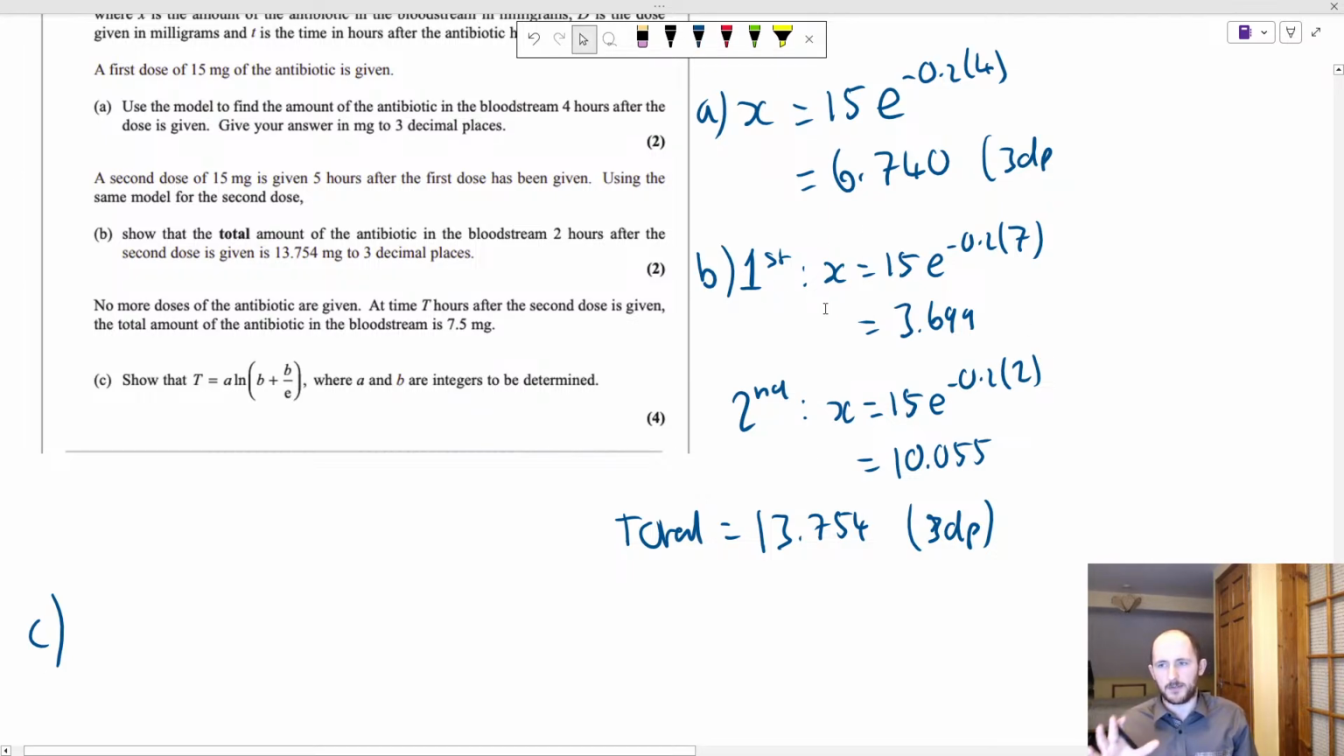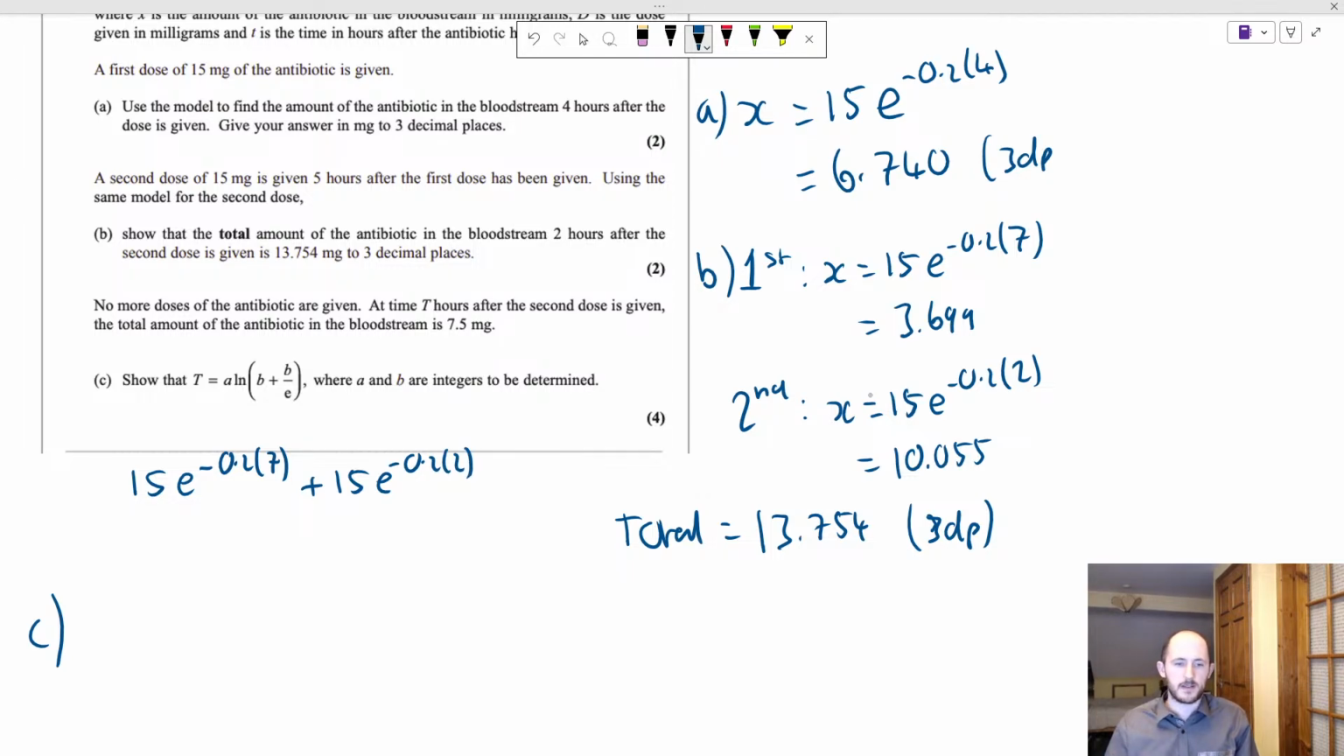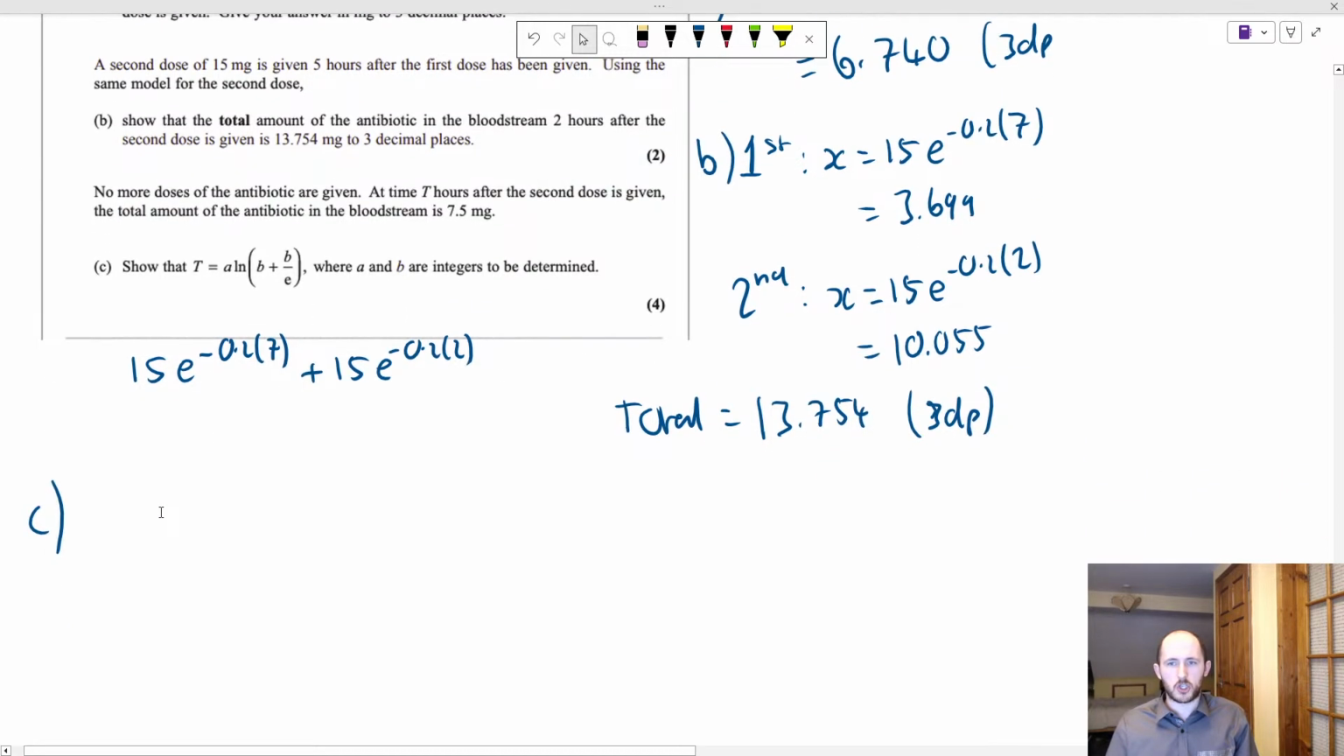X, actually no, hang on. Okay, does it make sense that I could have written this all on one line? I could have written this as 15 e to the negative 0.2 times 7 plus 15 e to the negative 0.2 times 2. Does that make sense? You could have written that all on one line. Same thing, right? So, let's do the same thing. Our total in the bloodstream is 7.5. And that equals 15 e to the minus 0.2.